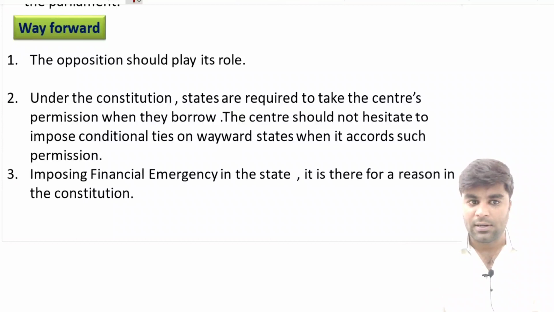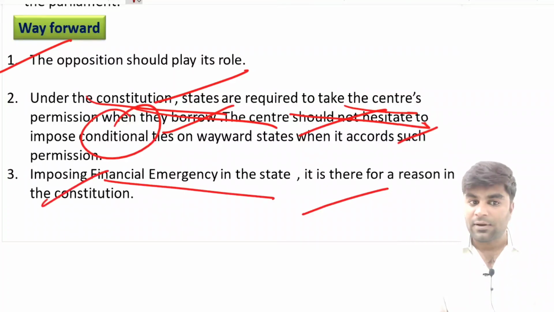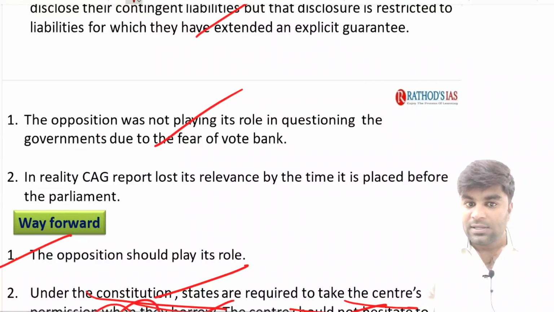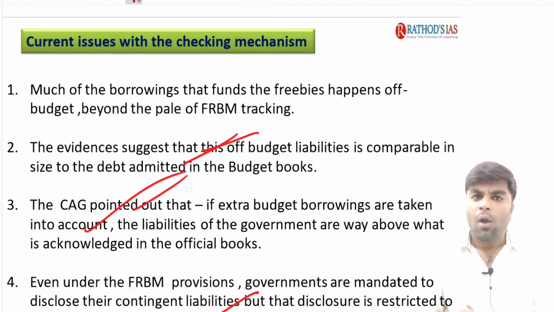These are very much important, like the opposition should play a role. Under the constitution, the state is required to take the center's permission to borrow. The center should not hesitate to impose the conditionalities. Imposing the financial emergency, it is there for a reason. And the important one is the FRBM Act, right? The FRBM Act, all these things need to be amended. So this is about the important article.